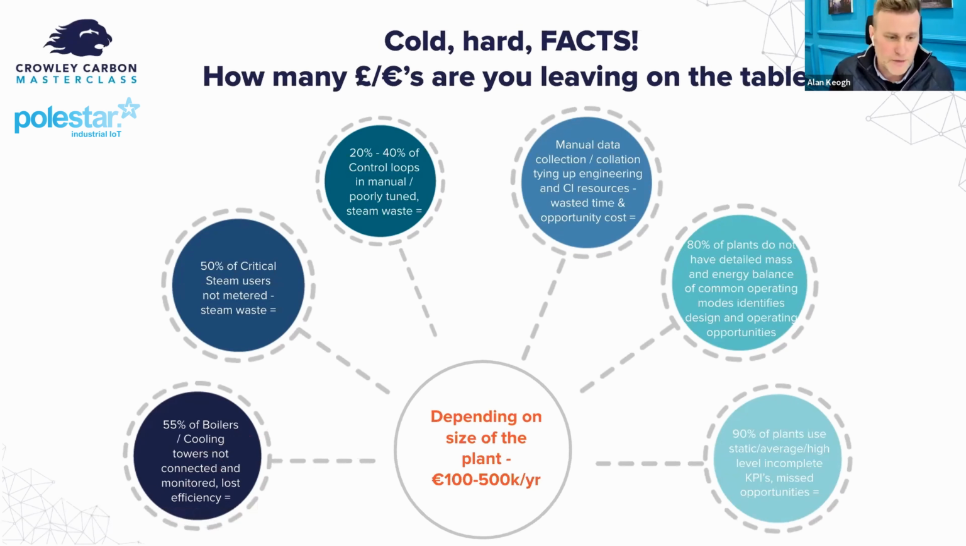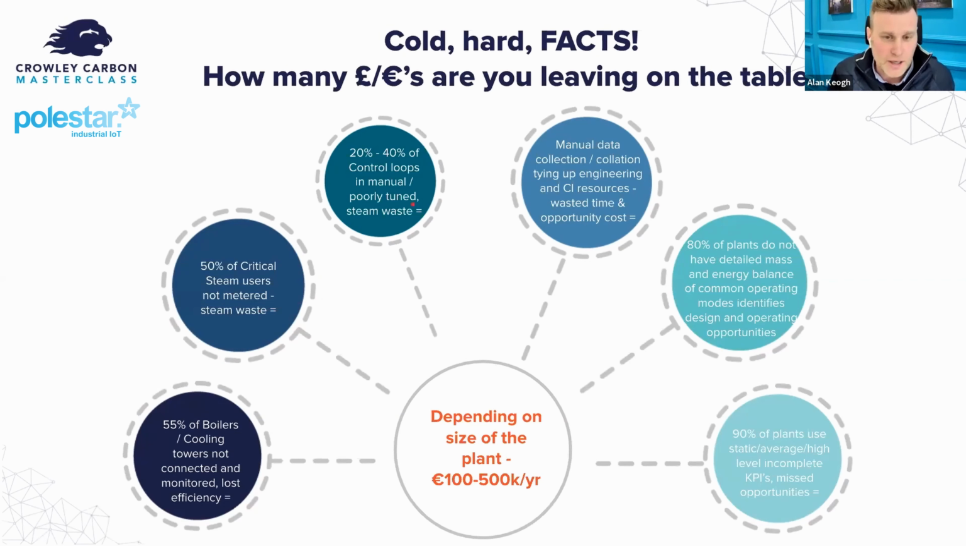And we find typically about 55% of boilers and cooling towers are not connected to a central point, whether it's a central SCADA or some other system. And that's an opportunity from an efficiency point of view. 50% of critical steam users are typically metered, and that's a big opportunity. If they're consuming most of your steam, you should know what's happening with that user.